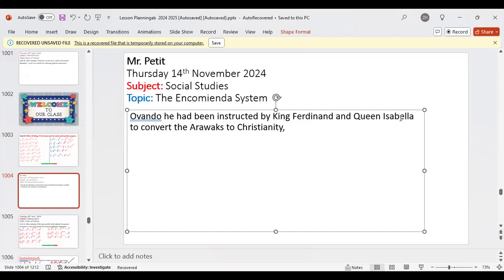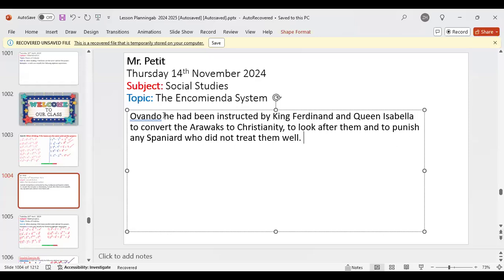He was instructed to look after them and to punish any Spaniard who did not treat them well. So, three things the king and the queen said.